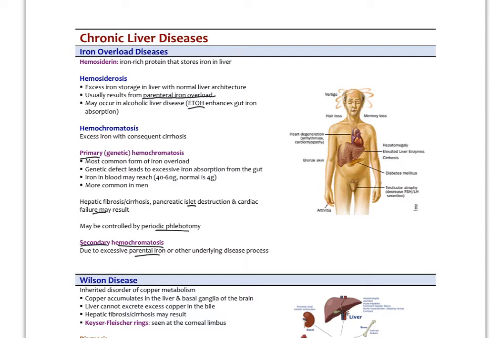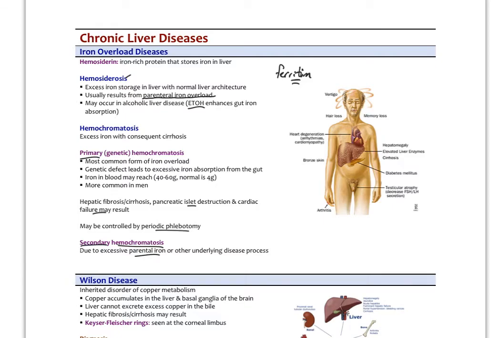Now we're going to see later there's another iron storage protein, and that is ferritin. In fact, we measure ferritin as a measure of people's iron stores, and that's going to be iron stored in your other tissues like muscle and other tissues. But it's the hemosiderin which is stored in the liver, and then hemochromatosis is a condition where we're going to get actual liver cirrhosis and or liver damage from all that extra iron.